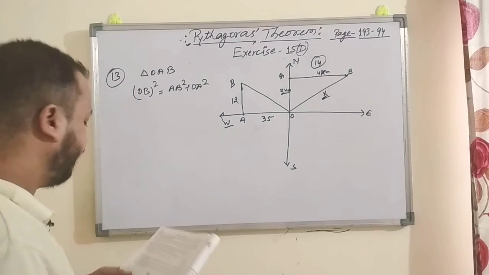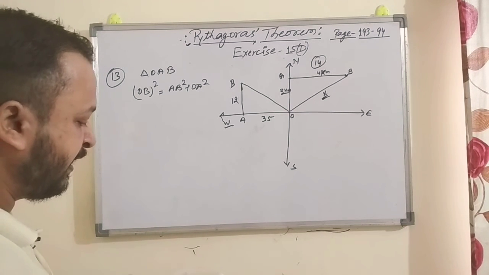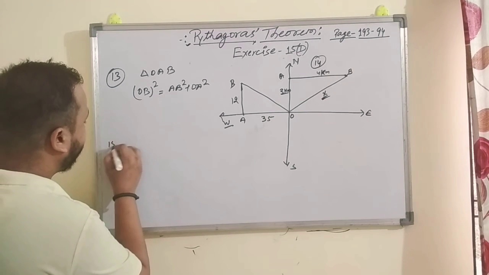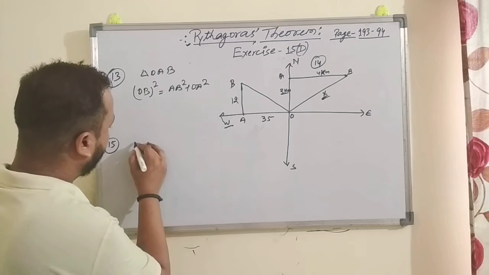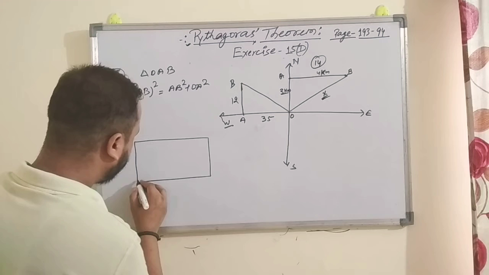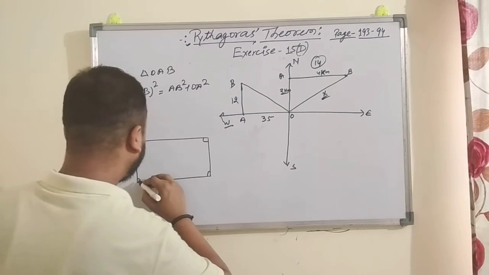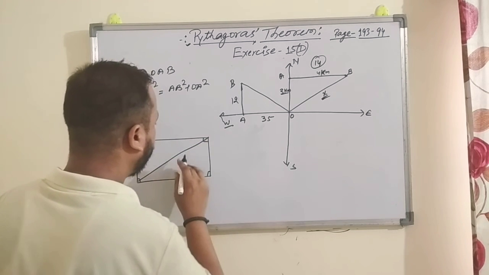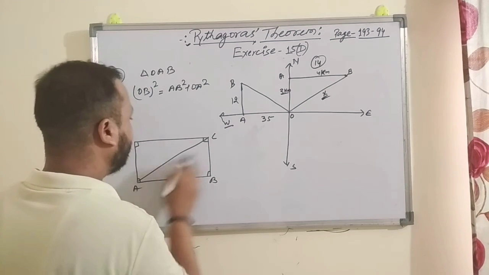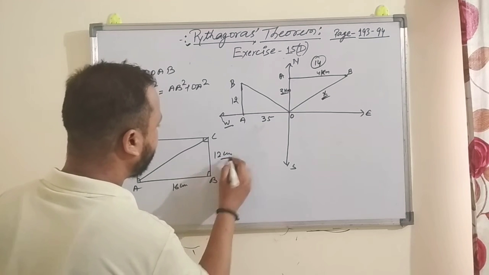Now come to question number 15. Question number 15 is saying find the length of the diagonal of a rectangle whose sides are 16 and 12. This is a rectangle. So we know that the adjacent sides of a rectangle make a 90-degree angle. If you join the diagonals, this triangle, if you name them A, B, C and D, is a right angle triangle. This is given as 16 centimeter, this is given as 12 centimeter.